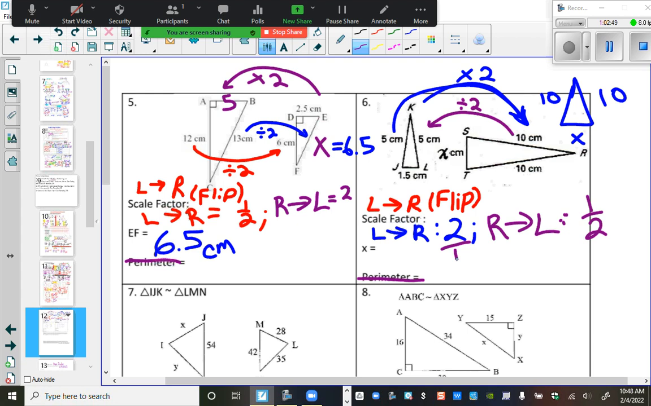If I want to get this X, you see that these guys are the corresponding sides, right? The 2 small sides, they correspond. So if I want to get this X, what am I going to multiply the 1.5 by? Going to multiply by 2. 1.5 times 2 is 3. So X is going to be 3 centimeters.